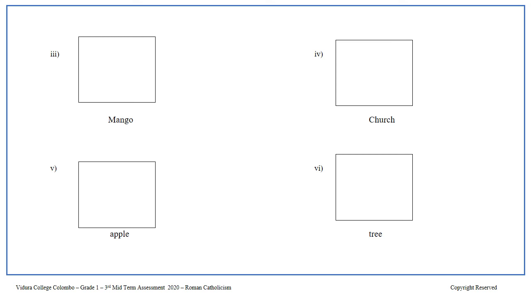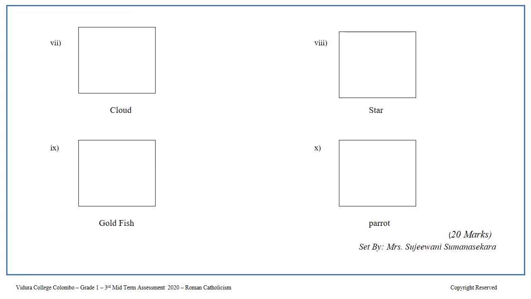Let's move to Roman number 5. Read the word and draw the picture inside the box. Shall we go to Roman number 6? Okay. Now, what is the word given under the box? Read it yourself. Now draw the picture inside the box. Okay, let's go to Roman number 7. Now read the word given under the box and draw the picture.